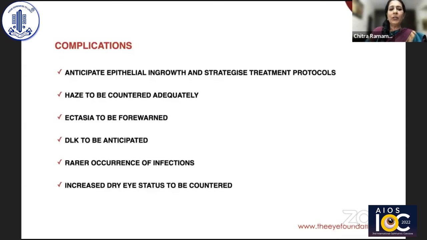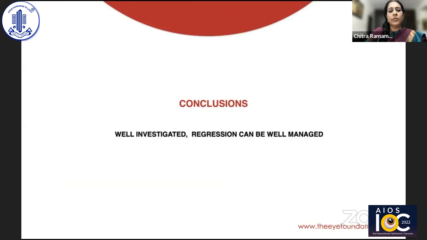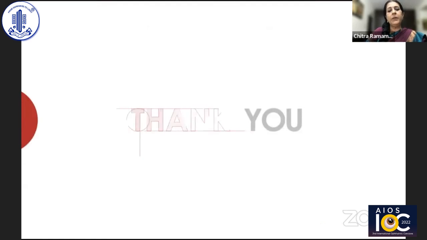So I would like to conclude that we have to remember that all the complications in a primary LASIK procedure have to be kept in mind. So you need to anticipate epithelial ingrowth. You have to strategize your treatment protocols. You have to ensure that haze is countered most effectively. You have to be careful that you do not miss an ectasia. DLK has to be anticipated. There could be a rare case of infections, and increased dry eye status has to be countered most effectively. But in hindsight, we can say that well-investigated regressions can definitely be well managed.